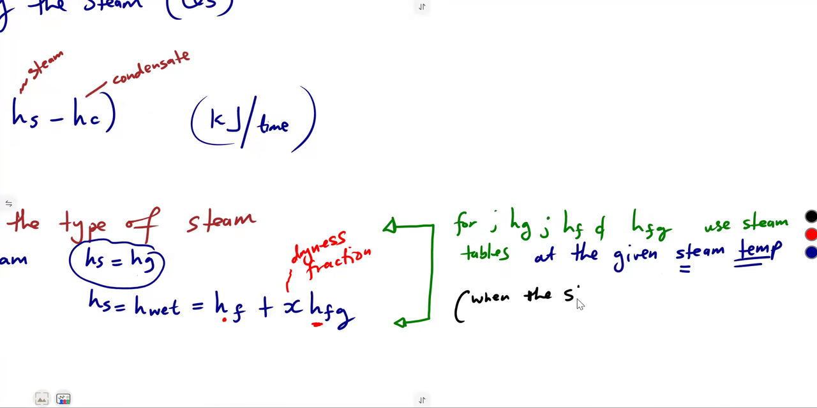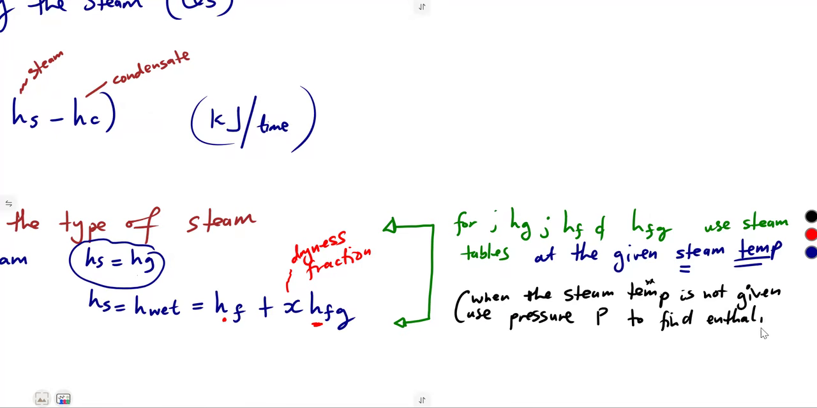So when the steam temperature is not given, that's when we use P, pressure. Use pressure, which is our absolute pressure, to find the enthalpies. That is what you're going to need. You use the pressure now.